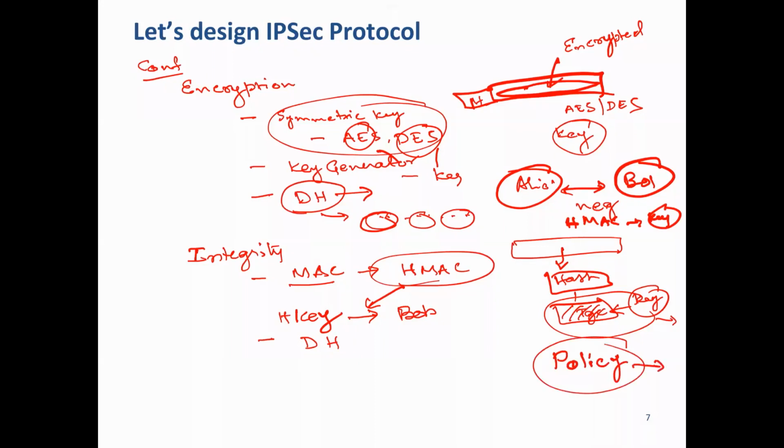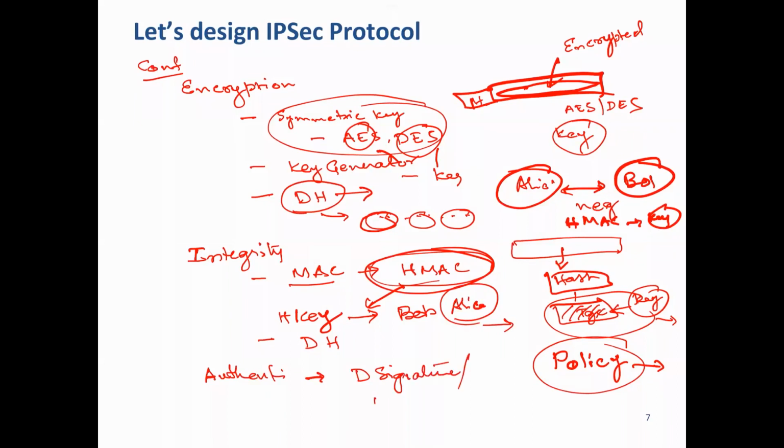See, apart from the integrity, we may also require authentication, source authentication. Now here with HMAC, because it's Alice's key, Alice is generating the key and sending it to Bob, so in some sense authentication is being done. But at a higher level, if you need higher level authentication, then you can use a digital signature, which is for non-repudiation, or a digital certificate.